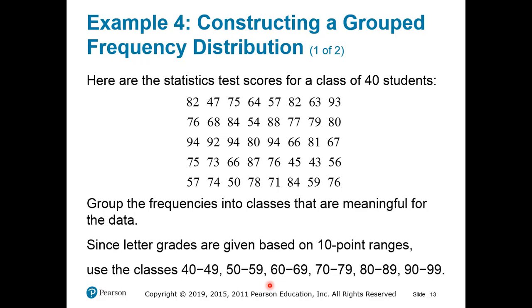So how many classes do we end up with in this case? We end up with 1, 2, 3, 4, 5, 6. Now, what about 100 though? See, we should have 100 here. But we want to make sure all our classes are of the same size, same class width. That's one of the distinguishing features that we want to make sure we have when we're talking about grouped frequency distributions. All of the classes must have the same class width.